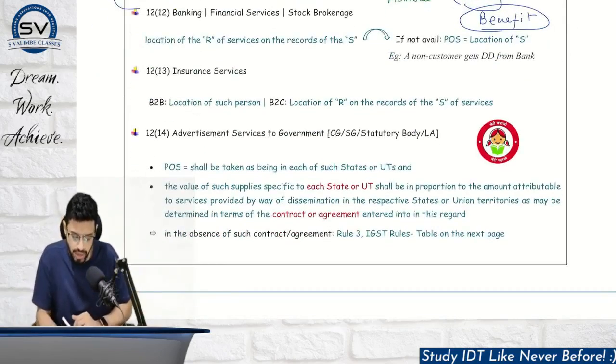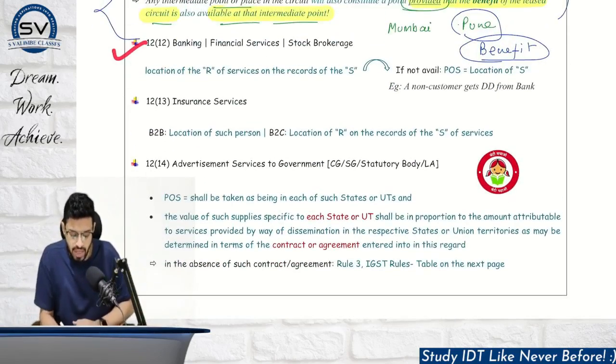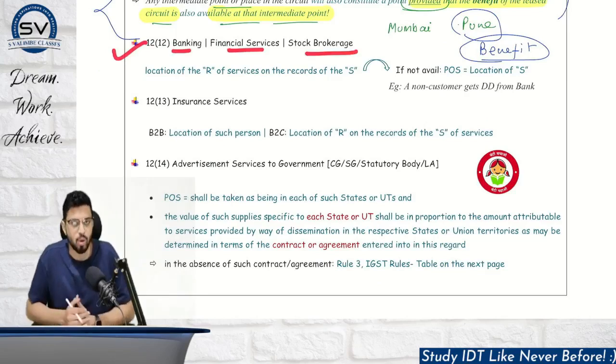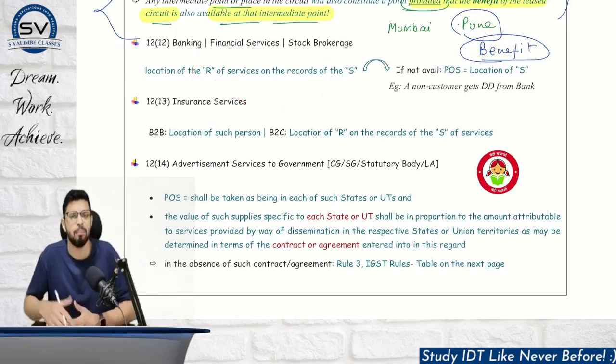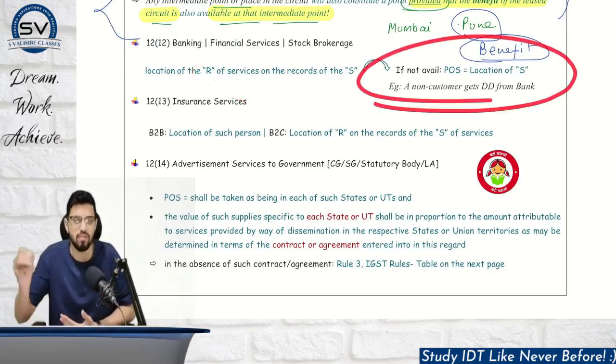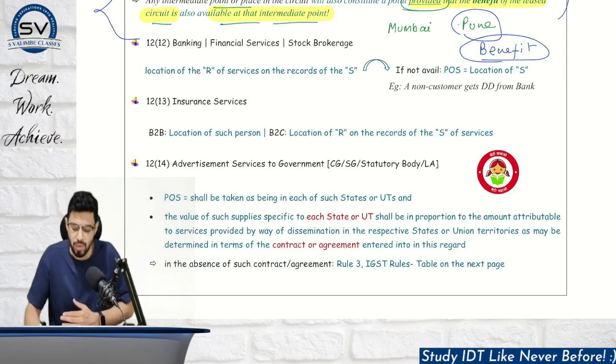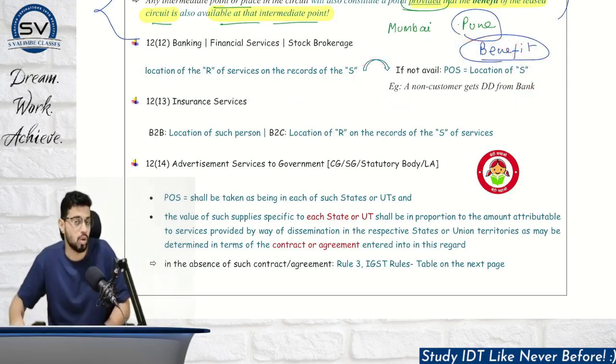Okay, let's proceed ahead. Section number 12, subsection 12. Banking, financial services and stock brokerages. So here the place of supply shall be the location of recipient on the records of supplier. But if it is not available, then it comes back to the location of supplier. You may be asking, sir, give us some example where in banking the location of recipient is not available.